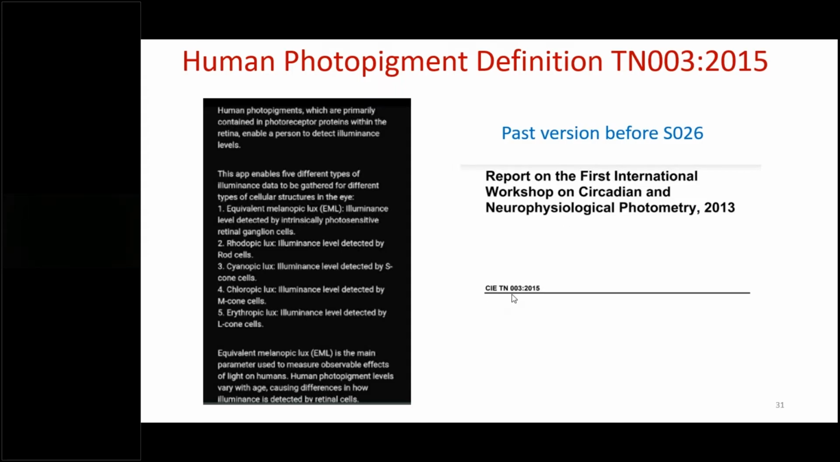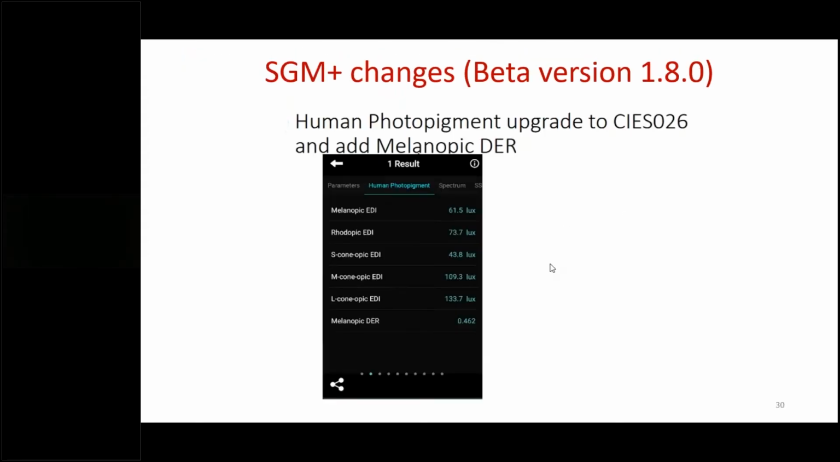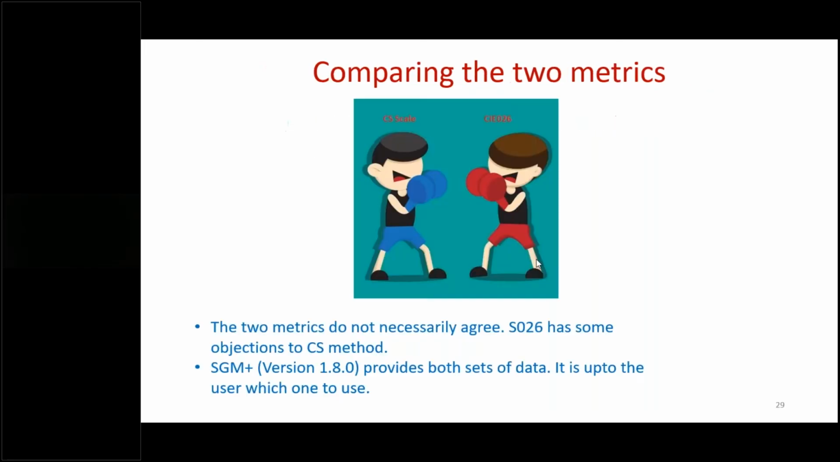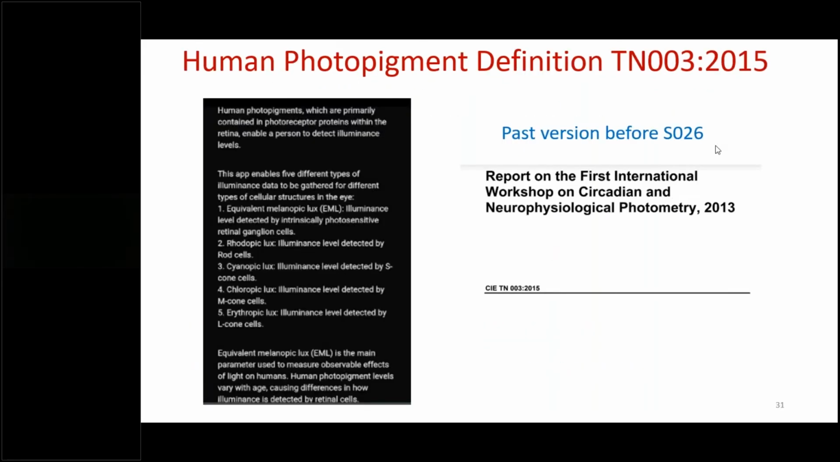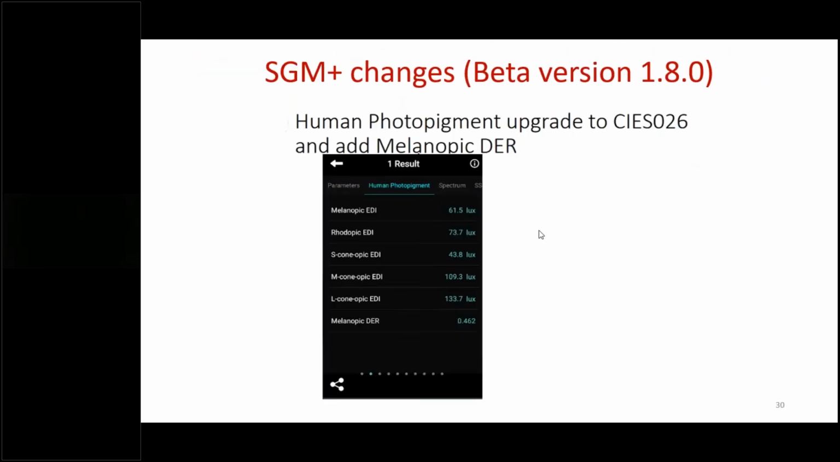So CIE TN003. So now we have updated it to S026. So all these values now are different because we are using S026, not this first one, which is CIE TN003. So the first one is MEDI, melanopic lux, and rhodopic lux, and then S-cone, M-cone, L-cone. And we also added this, which was not there before, MDER, a point, in this case, 0.462. So this ratio is also added.